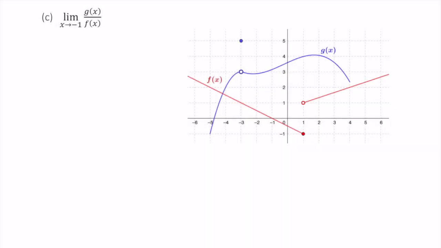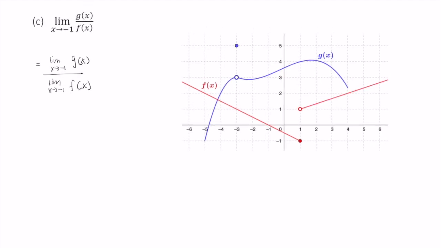Welcome. In this video, we're going to continue to use the limit laws to evaluate limits, and we're going to do that with the help of this graph here that illustrates functions g of x and f of x. So here we have the limit as x approaches -1 of g of x divided by f of x. We can rewrite this, in fact, as the quotient of the limit as x approaches -1 of g of x with the limit as x approaches -1 of f of x.